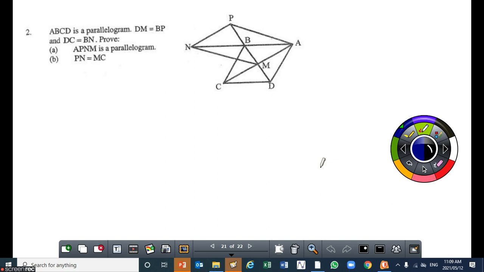How many of you were able to do this question? Only one person has raised his hand. Okay.